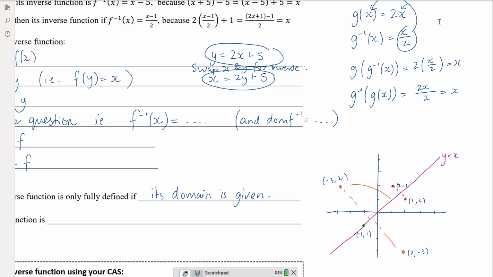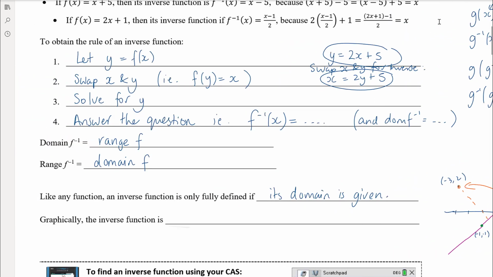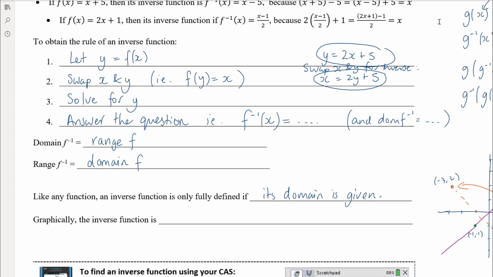Okay, so graphically what happens is every point gets reflected in the line y equals x, and so the whole graph shape is a reflection. Graphically, the inverse is a reflection in the line y equals x.